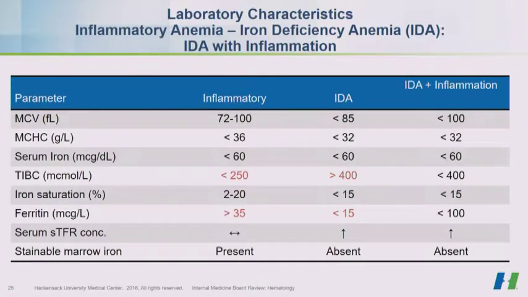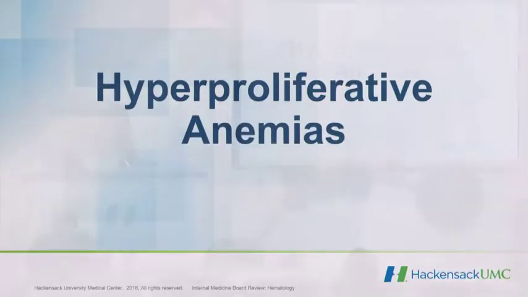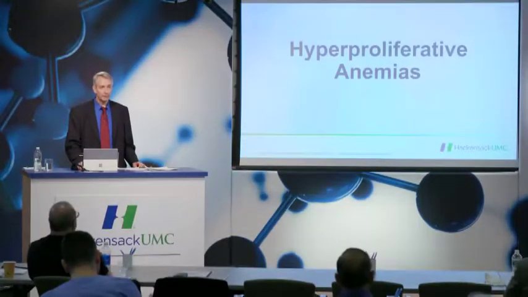So this table compares those major conditions, inflammatory anemias and iron deficiency anemia. The major distinction, again, I'm repeating myself, but it's probably the important part for the boards, is a low TIBC level in inflammatory, high in iron deficiency, and a low level of ferritin in iron deficiency versus a higher ferritin level. Right, so this was the hypoproliferative anemias.